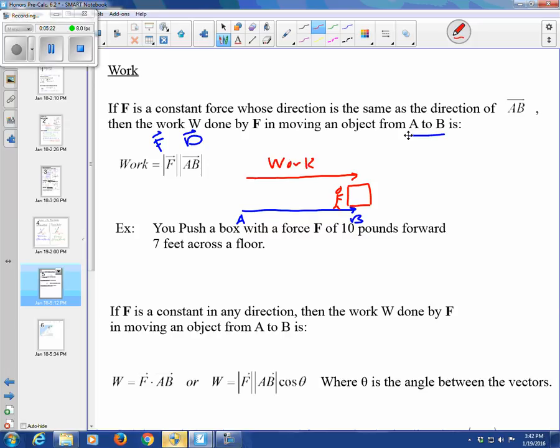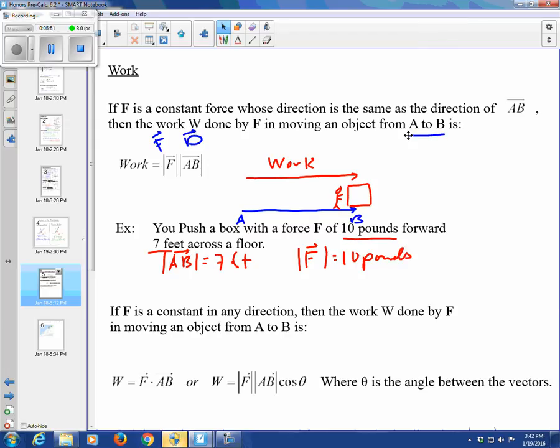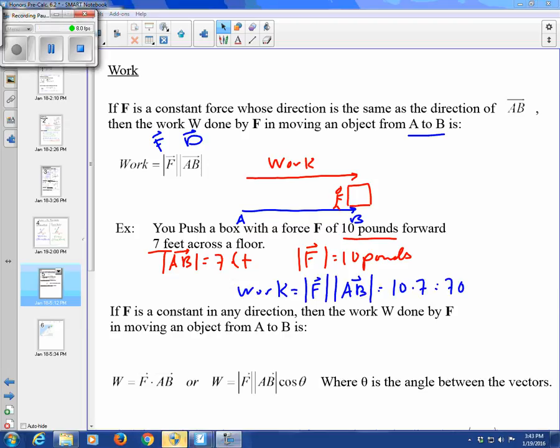So right here, you push a box with a force F of 10 pounds forward 7 feet across a floor. So that 7 feet is, of course, the magnitude of a distance from A to B, right? And of course, we can say that the magnitude of the force is 10 pounds. So why don't you guys go ahead and determine the work done on that box to move it 7 feet across the floor when we're pushing with a constant force of 10 pounds. We'll pause the video and give this a shot.